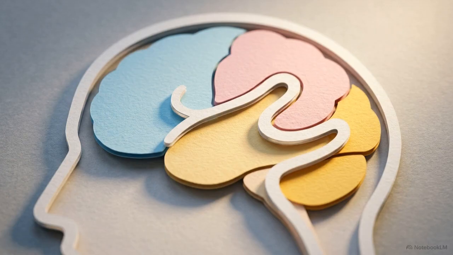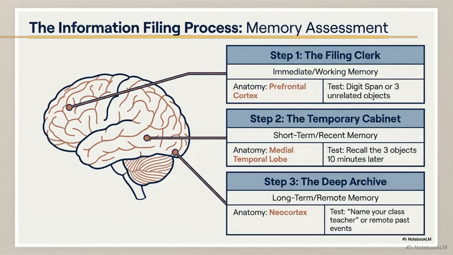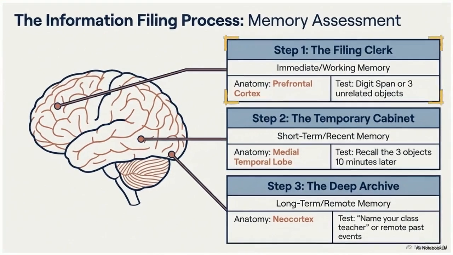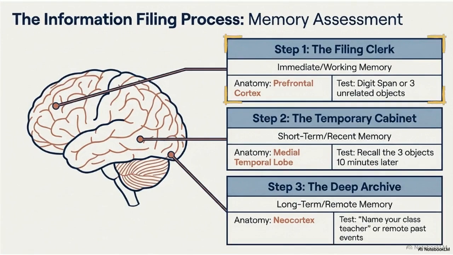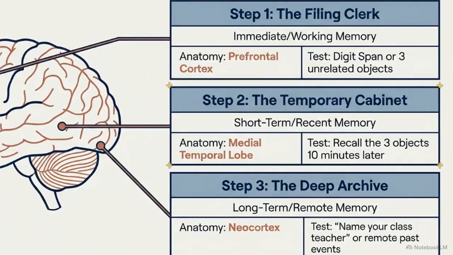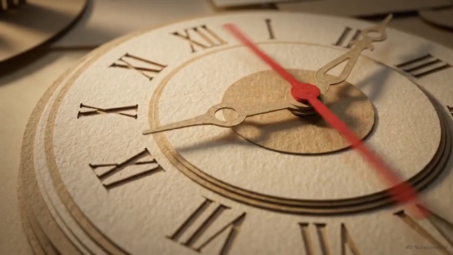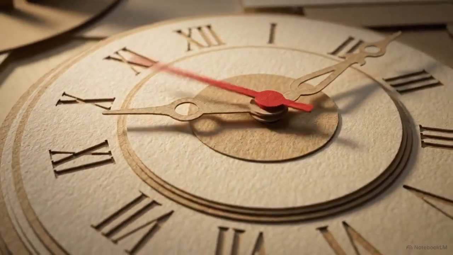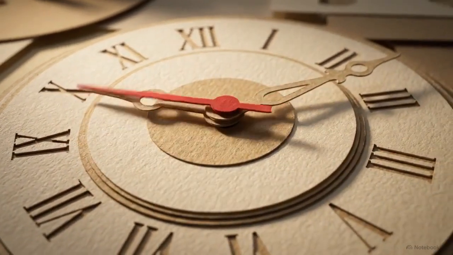Memory is not a single unified function, but a multi-stage anatomical process. This model maps memory formation to 3 distinct anatomical stages. Step 1 is immediate or working memory. This operates in the prefrontal cortex and functions as the brain's filing clerk. We test this stage by having the child repeat 3 unrelated objects immediately. Step 2 is short-term or recent memory. The medial temporal lobe acts as the temporary cabinet. To test this, the clinician requires the child to recall those same 3 objects exactly 10 minutes later.